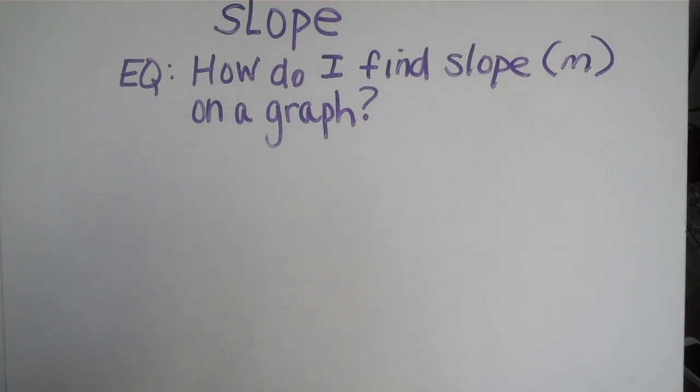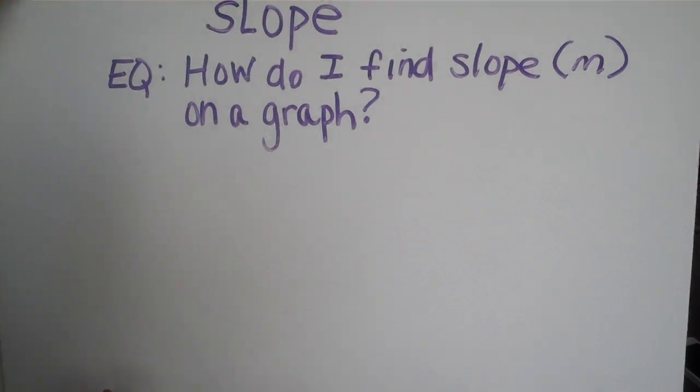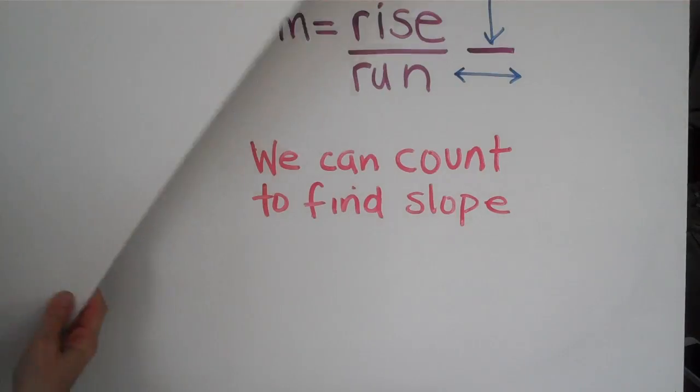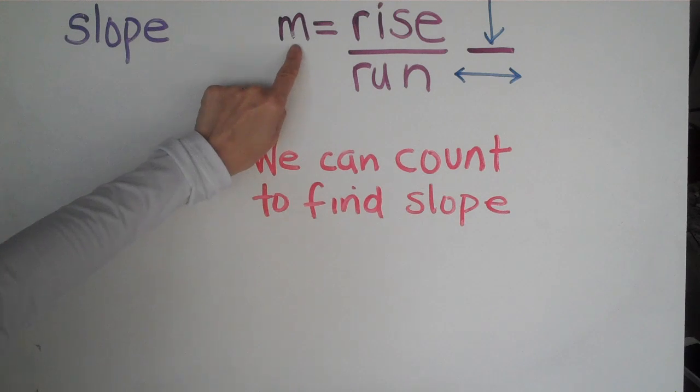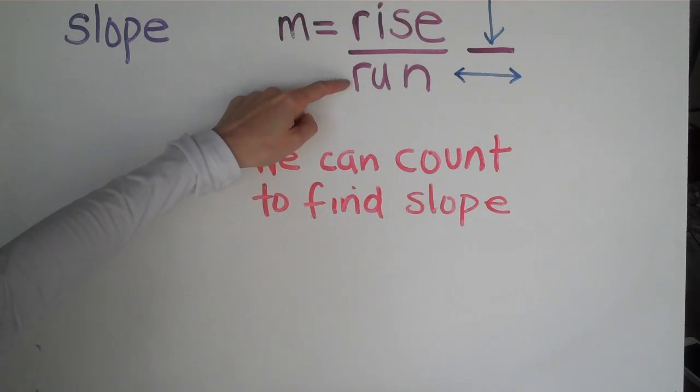Okay, this video is going to talk about how to find slope through counting on a graph. We're going to get to another video where we use a formula, but this one is just simply looking at a graph, looking at a picture, and counting for slope. So you remember slope is represented by the letter M. And basically the thing to remember about slope is that slope is equal to the rise over the run.